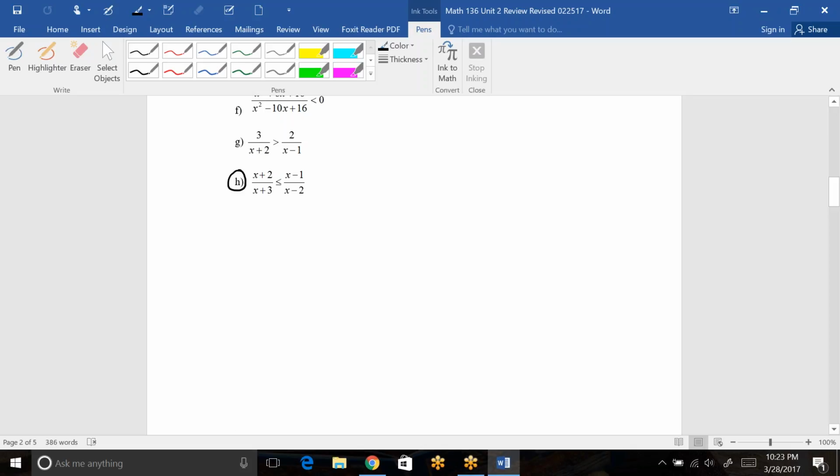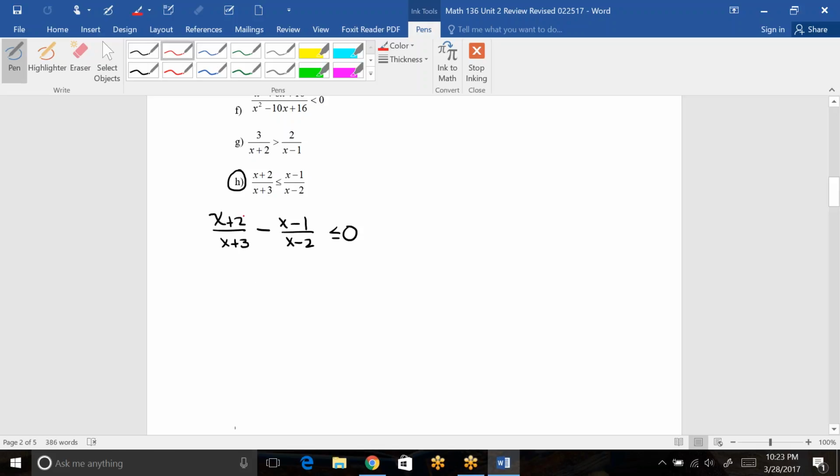Okay, so this one's kind of a similar setup, except instead of having a number on this side, you have another fraction. So what you're going to do is you're going to take x plus 2 over x plus 3, and then we're going to move this second fraction over here so that we'll have a 0 on this side. Because this fraction has no sign out front, we assume that this is a positive fraction overall when we think about moving it. So when I move it over, I'm going to move it over by subtracting. So there's my first step.